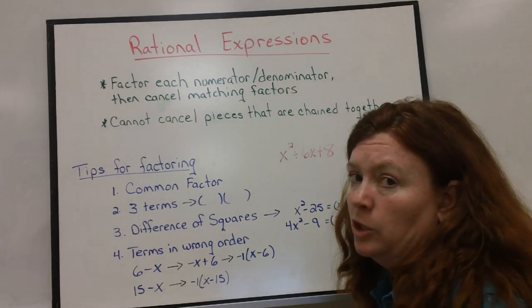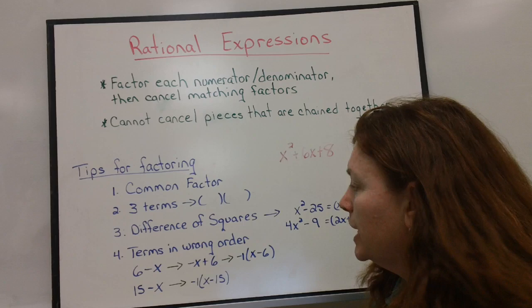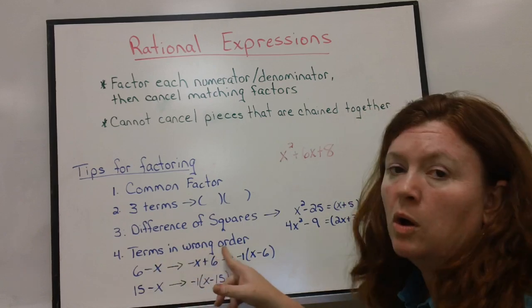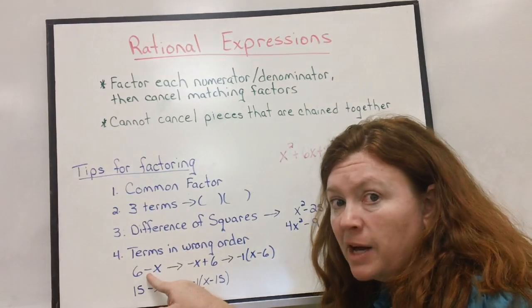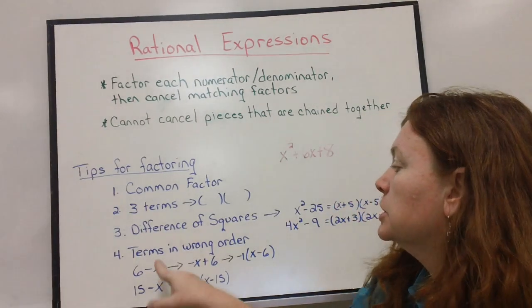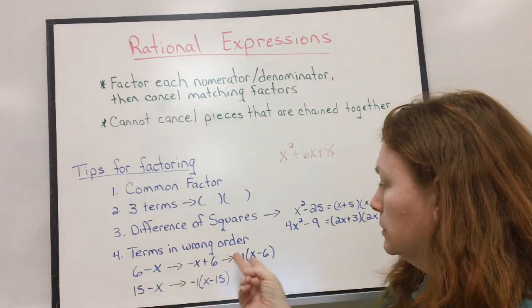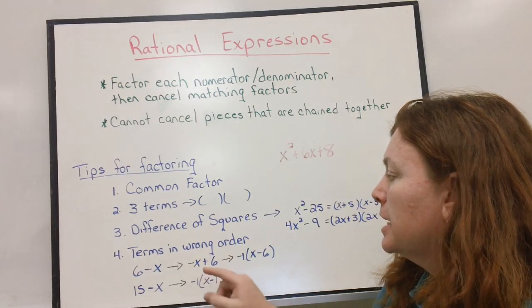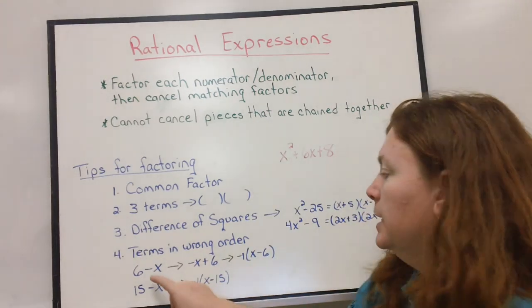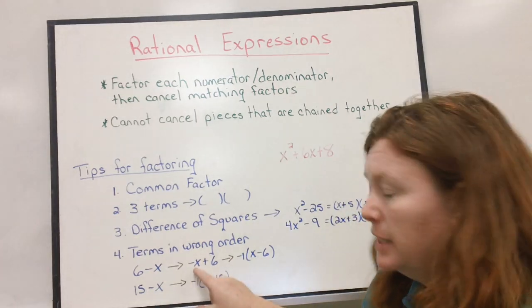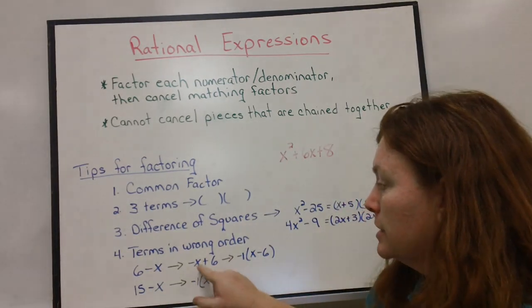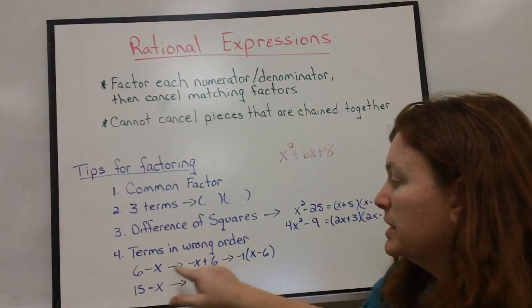The final one that you will see quite often, and you have to be careful of, is when the terms are in the wrong order. 6 minus x, the x should always have come first. So what we're going to do is just flip them, okay? And it's not going to be the same. Let me show you why. If these are in the right order, that negative sign goes with the x. So that is negative x plus 6. These are equal to each other. They are exactly the same.